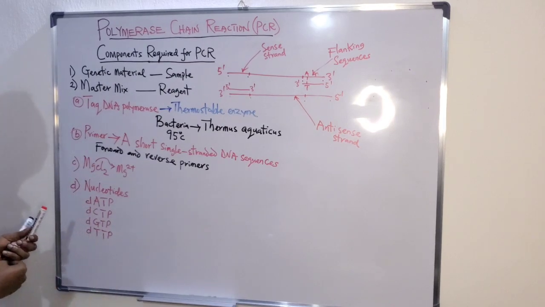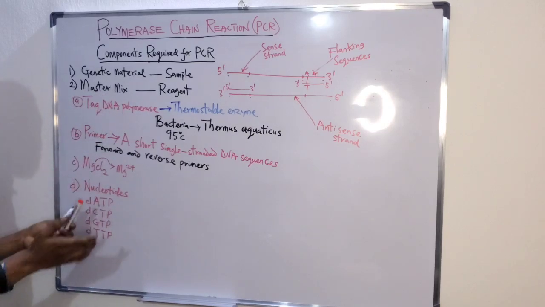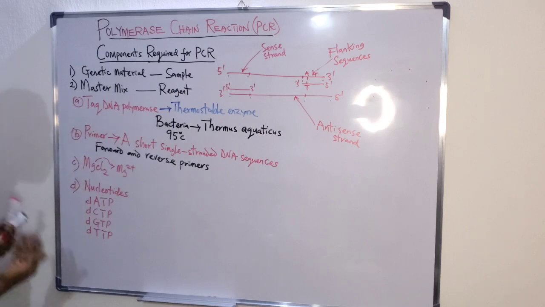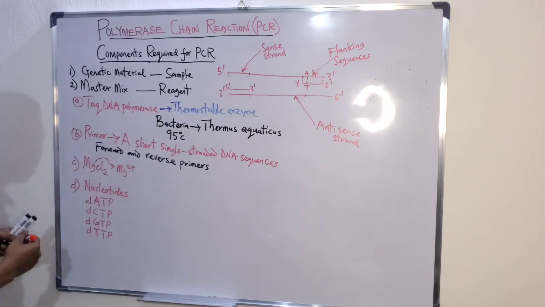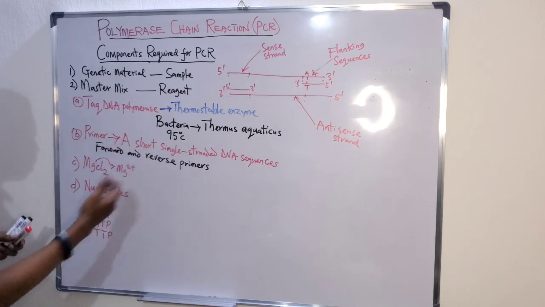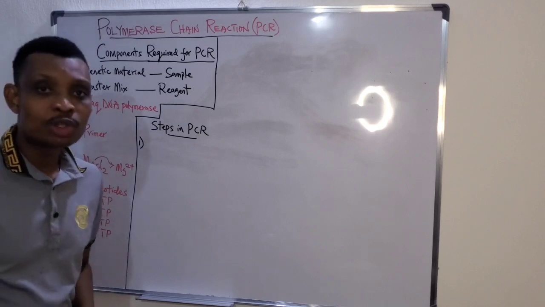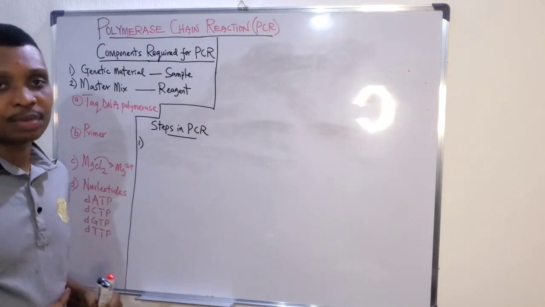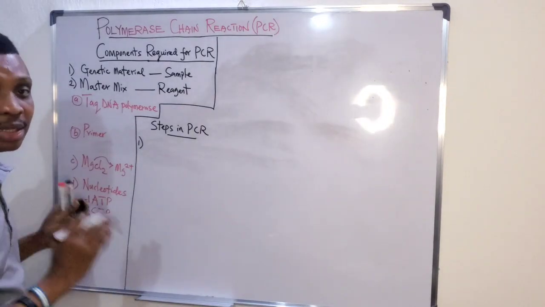So basically, for polymerase chain reaction to occur, we need the genetic material, which will act as a sample. And then we also require the master mix, which acts as the reagent. But then the master mix contains these components: the Taq DNA polymerase, the primers, which are the forward and the reverse primers, magnesium chloride, and the nucleotides. So there are 3 steps required in PCR. The first one is denaturation.